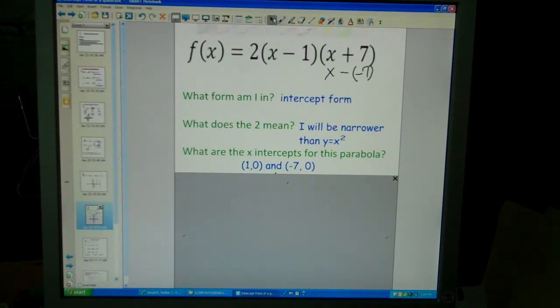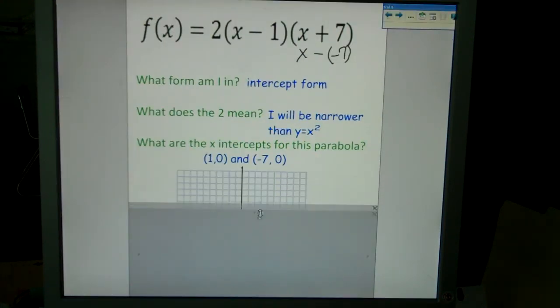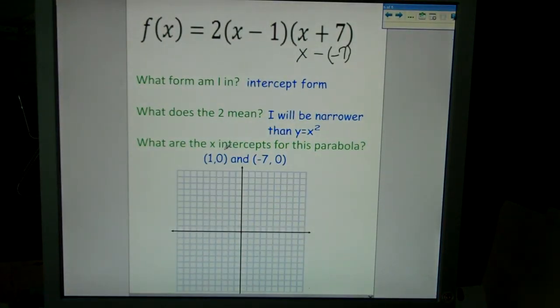Okay? So let's see here. Let me get my pen. Let's make this bigger. All right, let's graph this. Just a sketch, okay? We don't need to be 100% accurate, but we do need to go over to 1 on our x-axis, and we also need to go over to negative 7. 1, 2, 3, 4, 5, 6, there he is, 7.